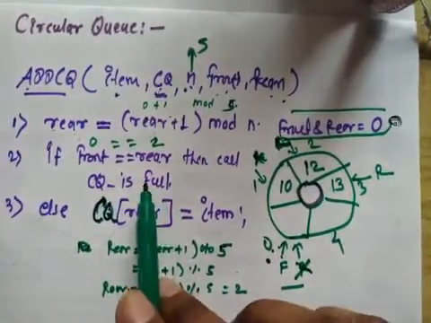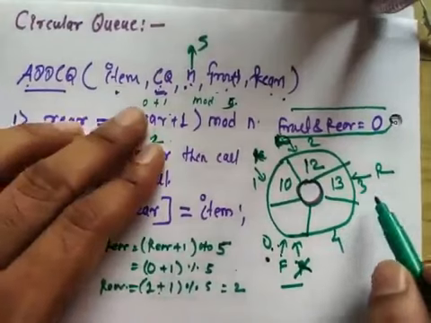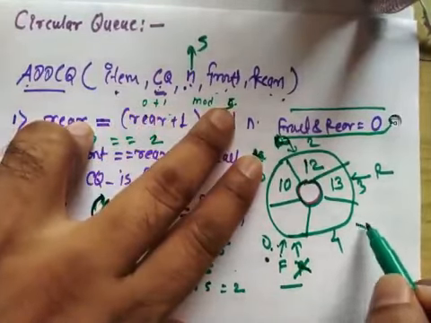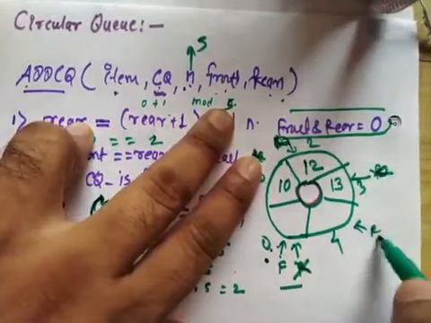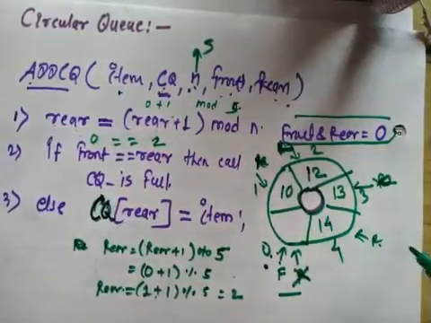Okay, same thing again, I am going to add one more element. So what is your rear value? That is 3. 3 plus 1, 4. 4 modulus of 5, that is 4. So now your rear is pointing to this location at index 4. So here I am going to insert one more element.